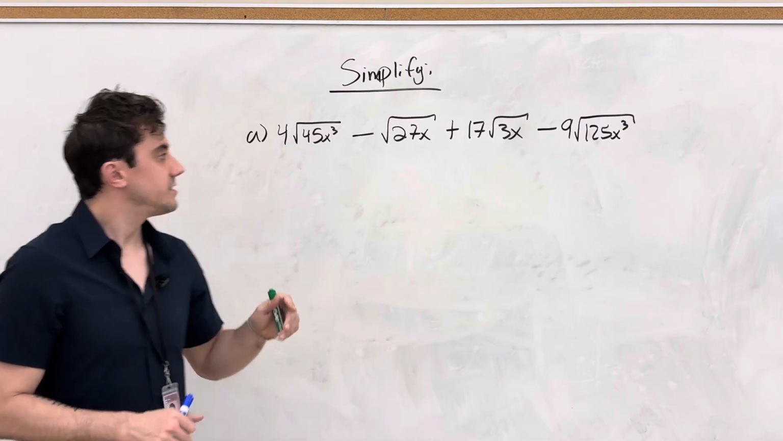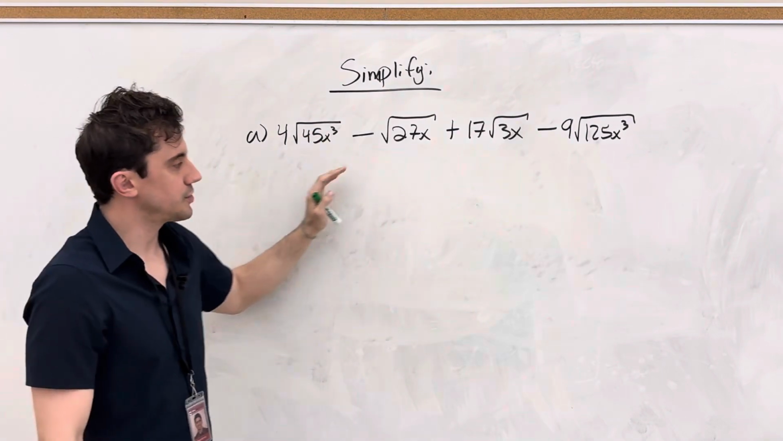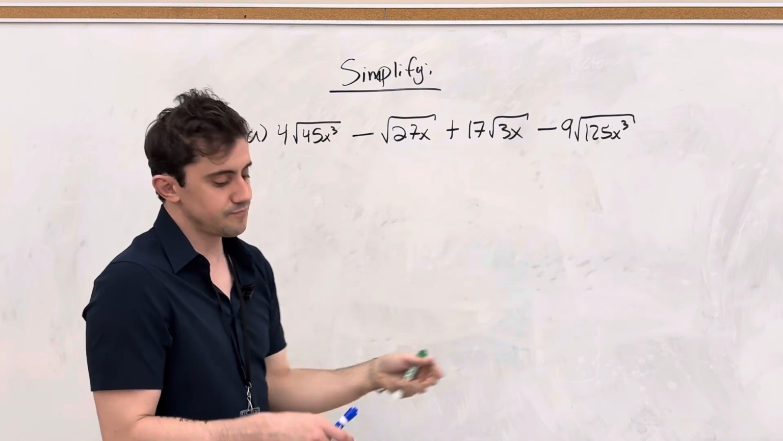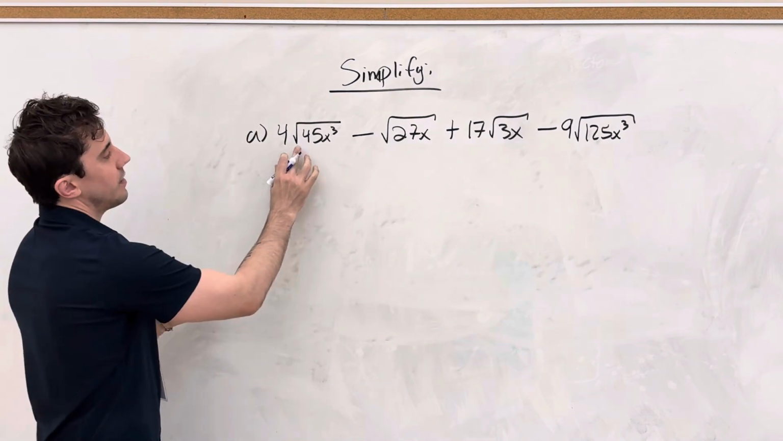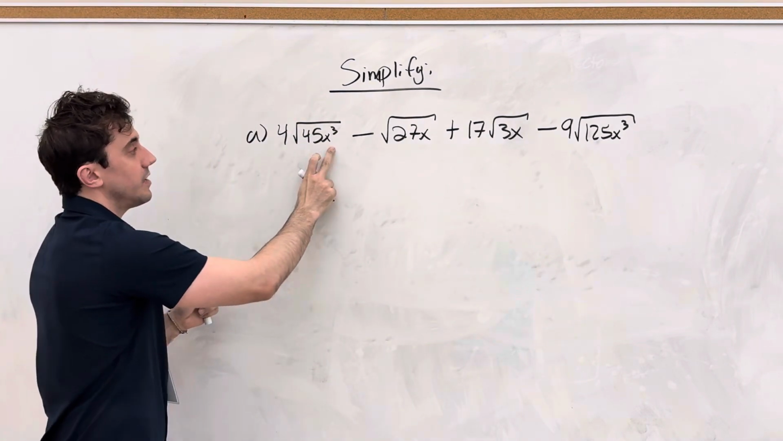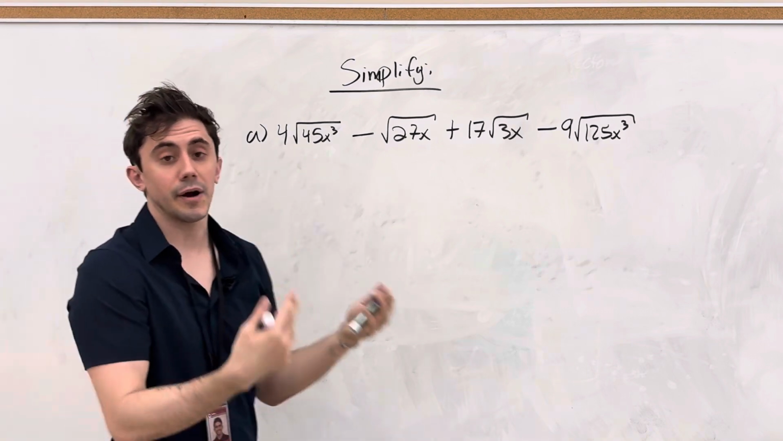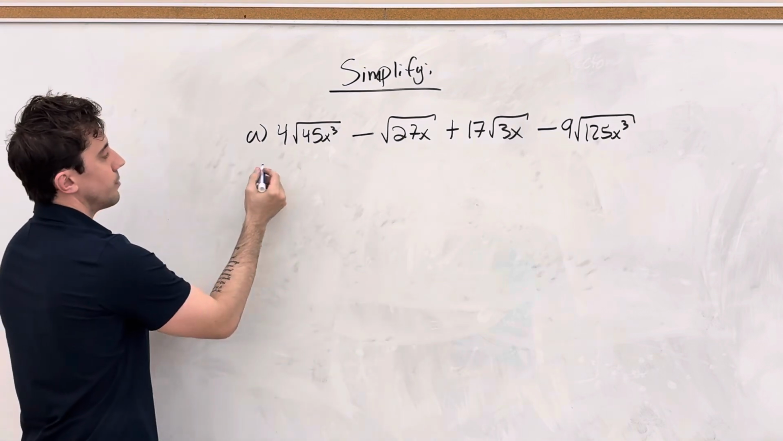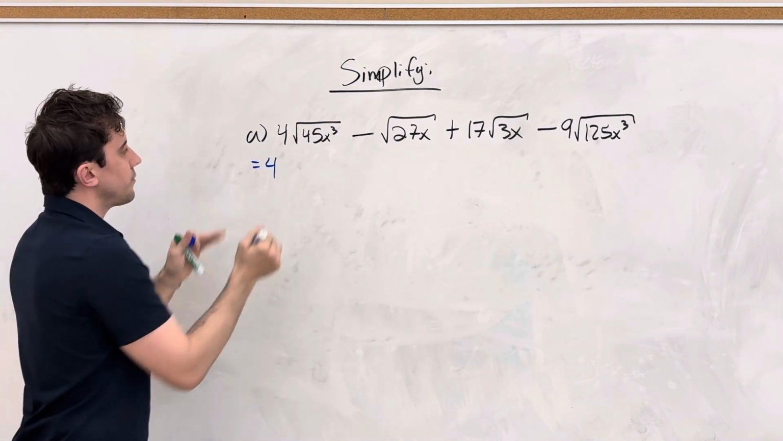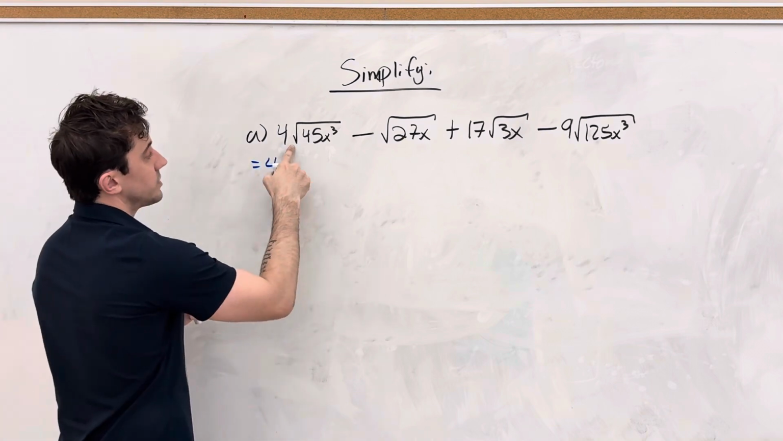Good afternoon, everyone. Today we're going to look at simplifying an expression with a bunch of different radicals. Okay? So for the first one, inside the radical we have a number and a variable, x to the power of 3. And so we're going to seek to simplify both of those parts. So we'll leave the 4 outside, and then we're dealing with the square root.